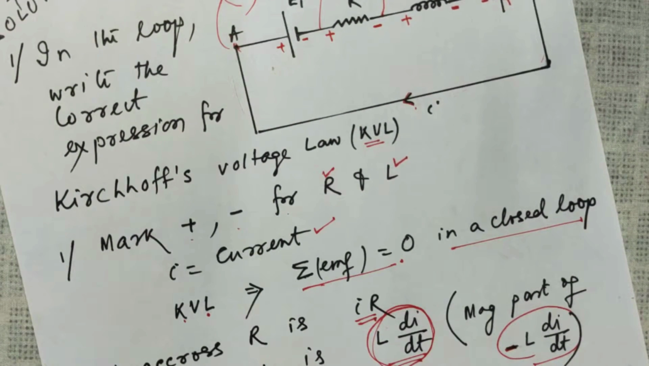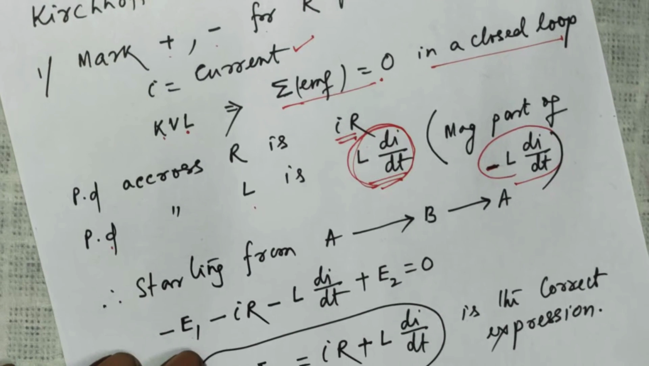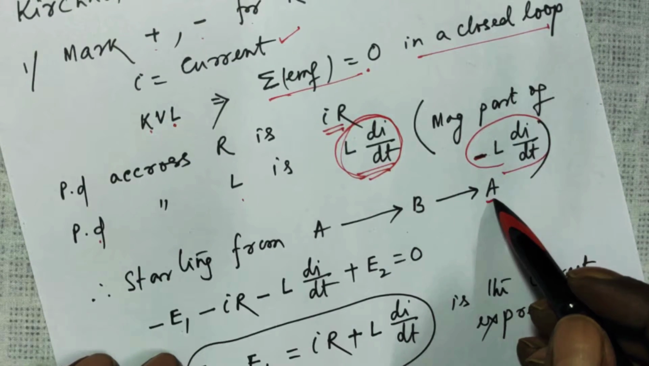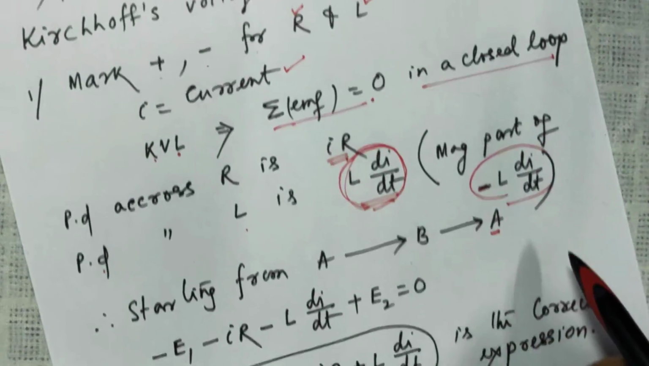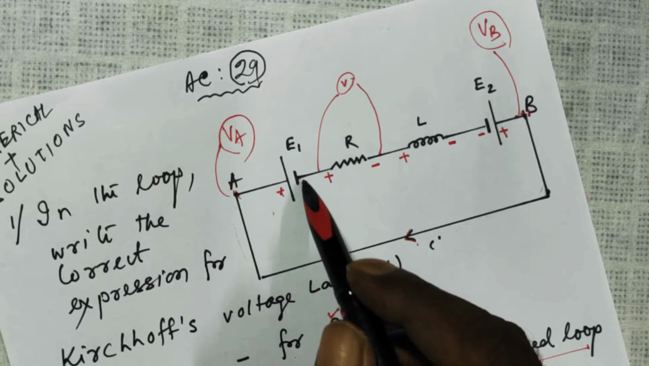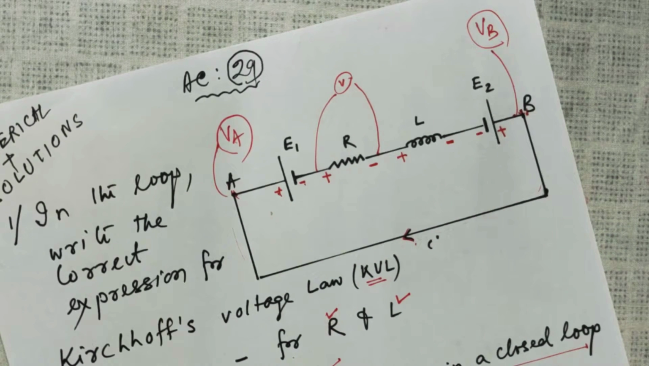So I am starting from point A. I am going towards B and again arriving at A. Right. So here, going from positive to negative.